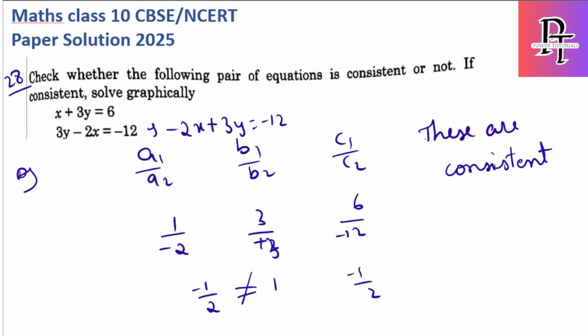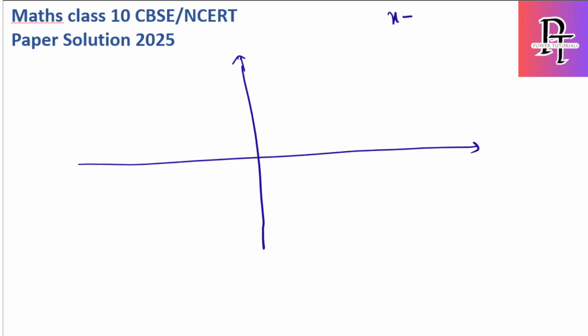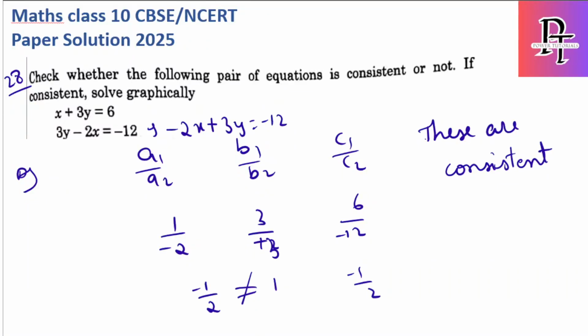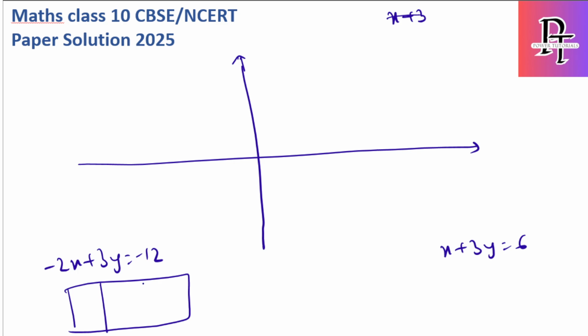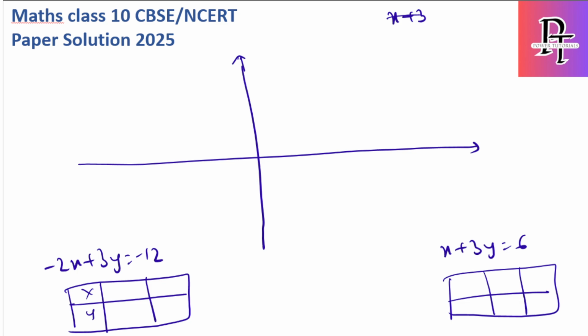x plus 3y is equal to 6. The second line is minus 2x plus 3y is equal to minus 12. So how to do it: we have to prepare a box like this. One is x, one is y, and for the second box, one is x, one is y.